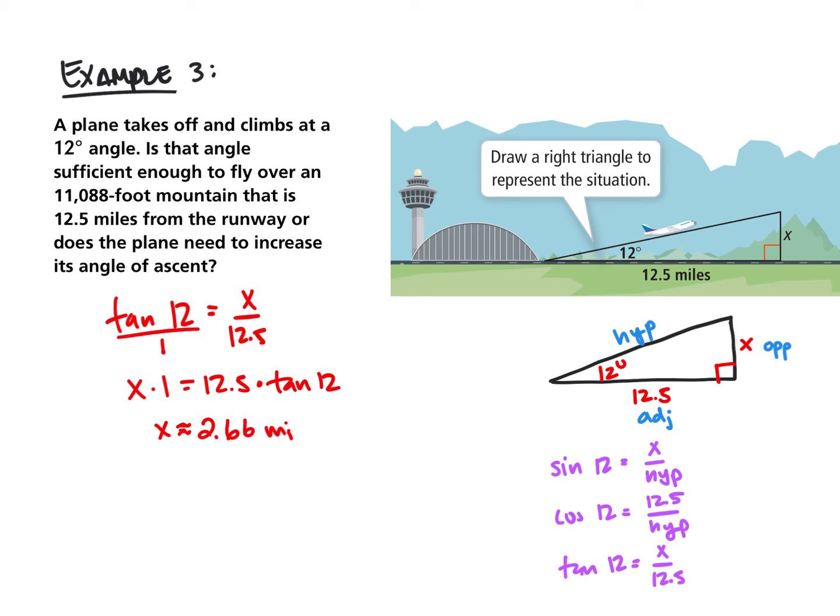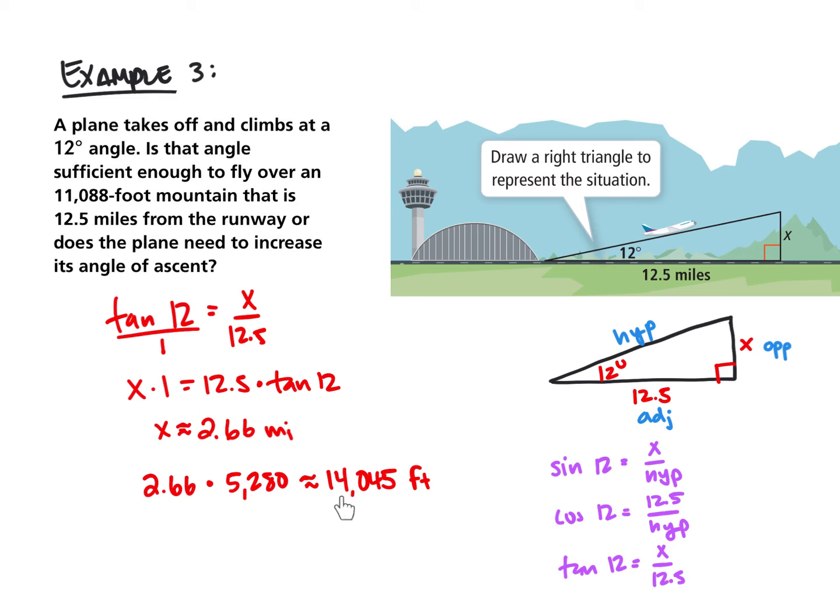So the last step I need to do is take 2.66 and multiply by 5,280, which is the number of feet in every mile. So 2.66 times 5,280, and that's going to give me about 14,045. Okay, it's about 14,045 feet. So to answer my question, it looks like that plane's going to have about 3,000 feet to spare when it's going over that mountain. It's going to be kind of close.